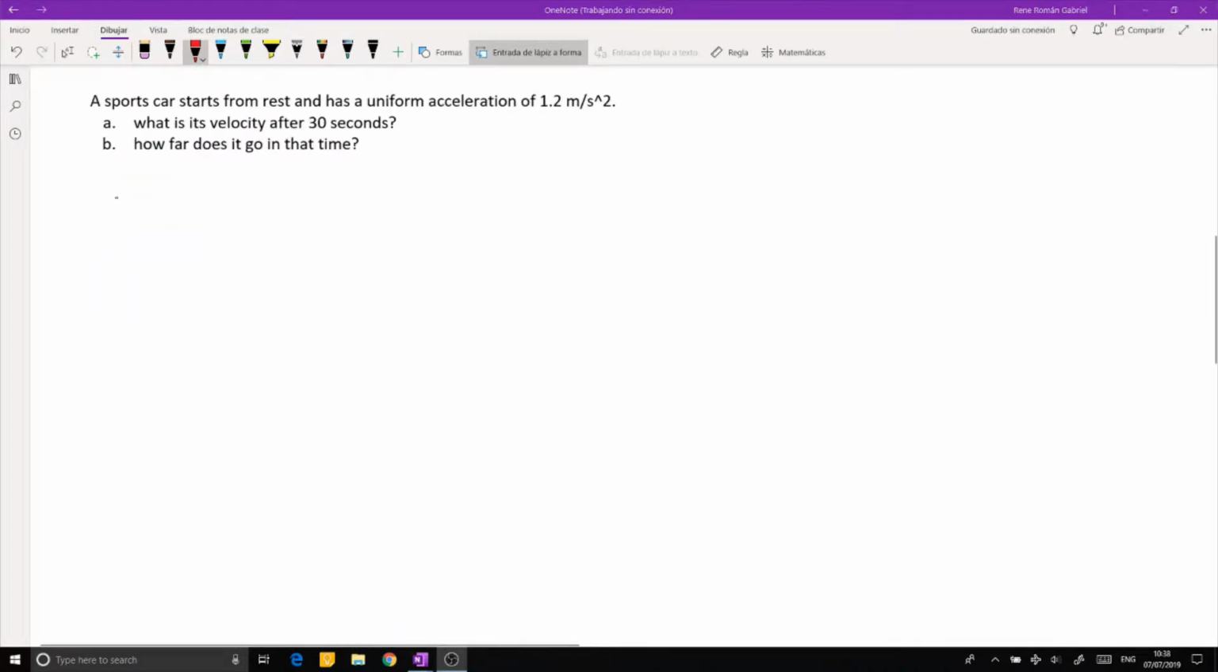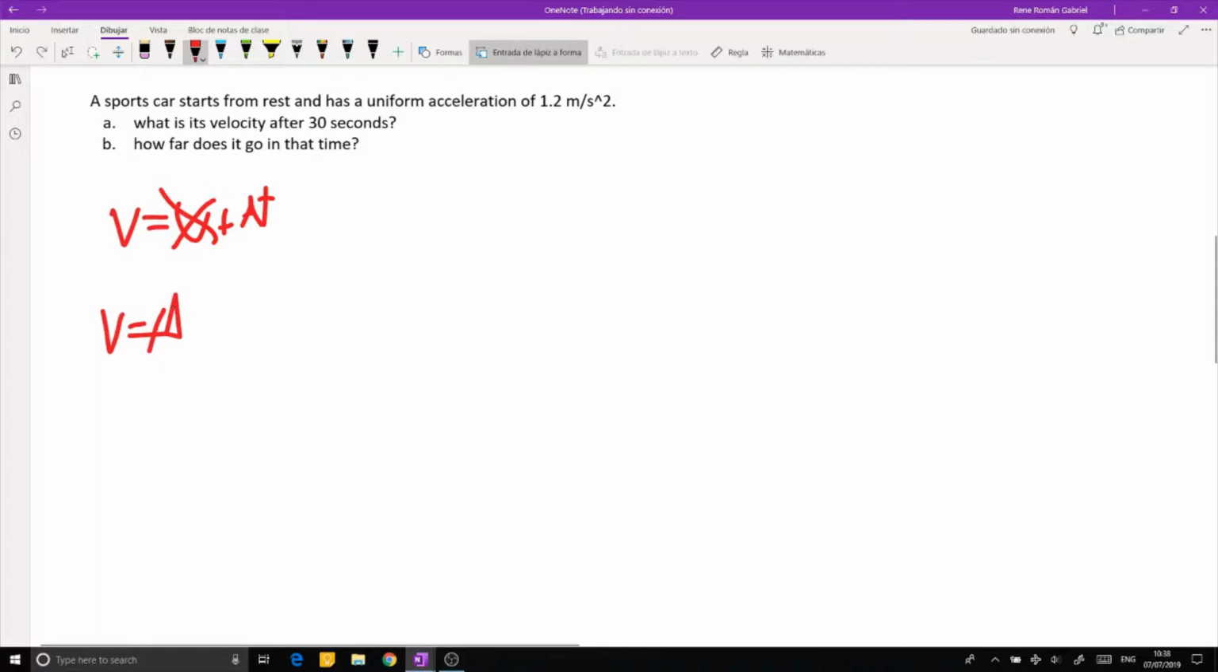A sports car starts from rest and has a uniform acceleration of 1.2 meters per second squared. What is its velocity after 30 seconds? So here we use our formula: final velocity equals initial velocity plus acceleration times time. Since initial velocity is 0 because this starts from rest, we can eliminate that. And its final velocity equals acceleration times time.